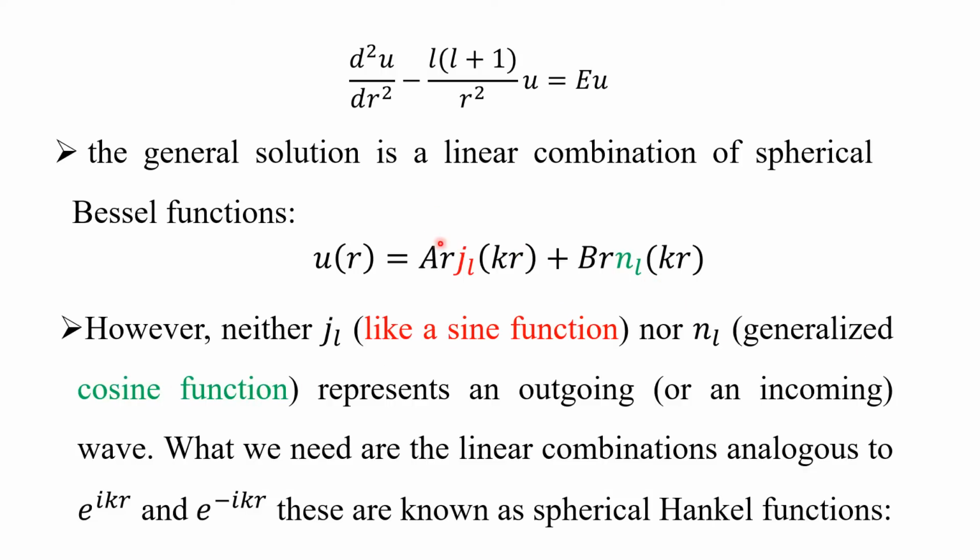For our current example, neither j_l nor n_l represents an outgoing or incoming wave. Actually, we need a wave in the form of a linear combination of e^(ikr) and e^(-ikr), which are known as spherical Hankel functions. That is, a linear combination of these two functions is called a spherical Hankel function. We will see this now.